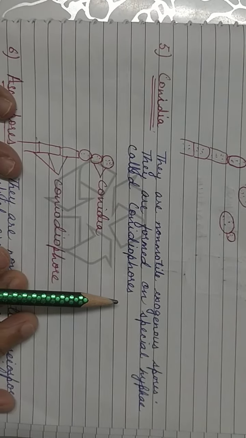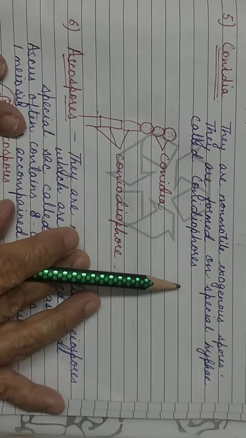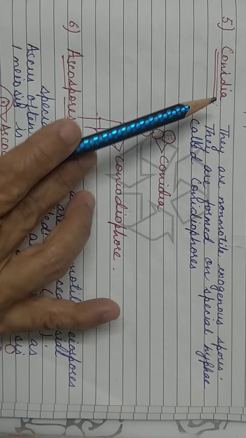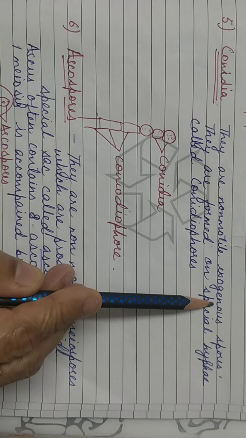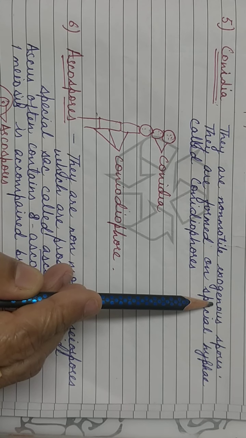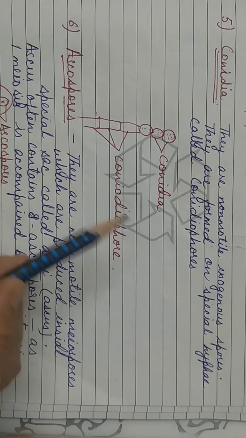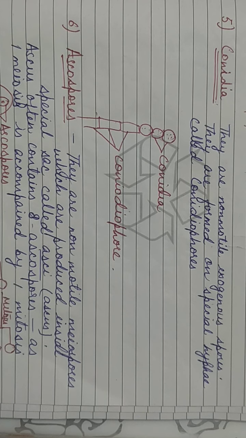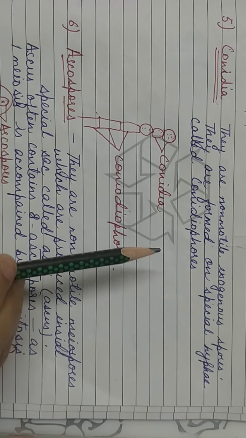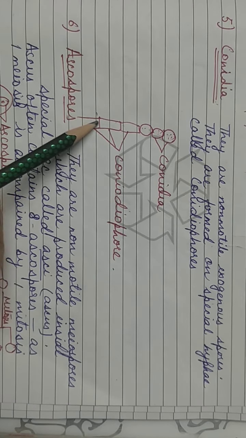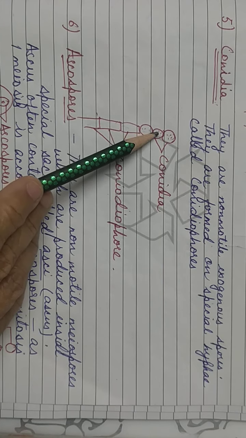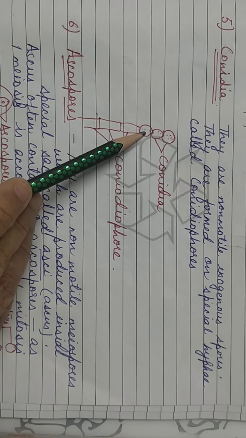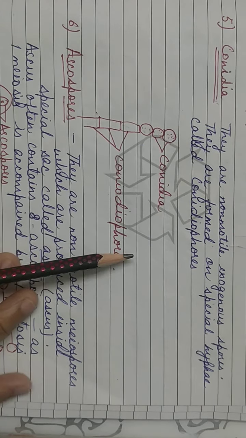Then we come to the next, conidia. Children, the conidial spores are also non-motile. They are exogenous. Exogenous means they are not present inside anything. They are not covered by any structure, and they are formed on special hyphae known as conidiophore. They produce these spores known as conidia.